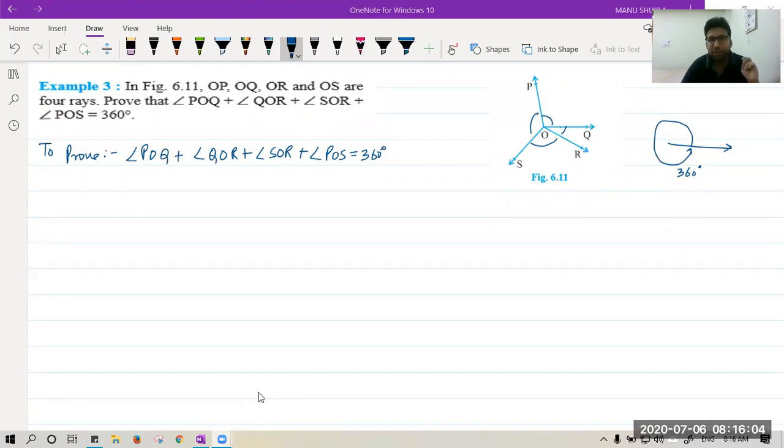Yes beta, we will extend OQ. Yes, right now in the diagram there is no straight line, so we can't take help of the linear pair theorem. You have to understand the thinking process. The day you generate this thinking process, you will get how to solve the question. So in this question, to prove the complete angle 360, we have to think how we can bring in a straight line. For that, we can extend any line.